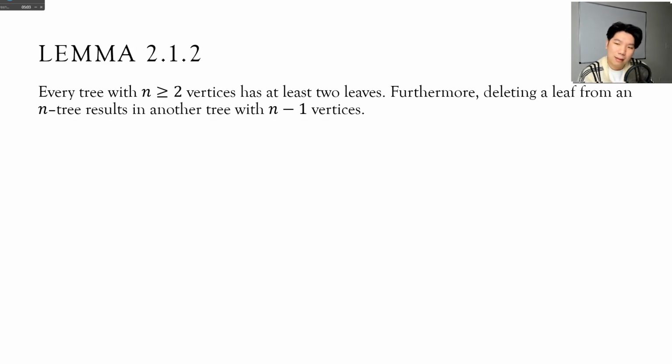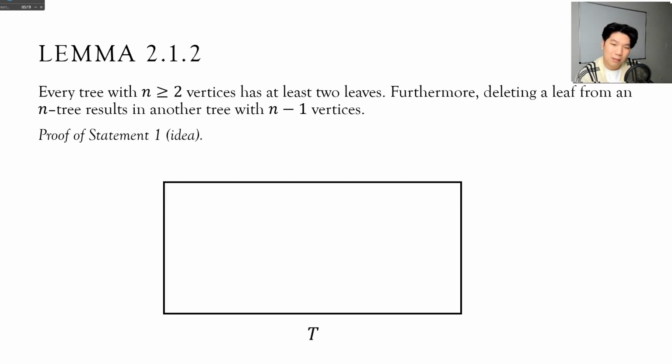So let's focus on this first statement. I'm going to show you a proof sketch of our first statement here, and then we'll write it a little bit more formally. Suppose that I have a tree, T. Here I'm just going to draw a box to represent any type of tree. We don't know what it looks like. I'm not being specific. I'm being very arbitrary here.